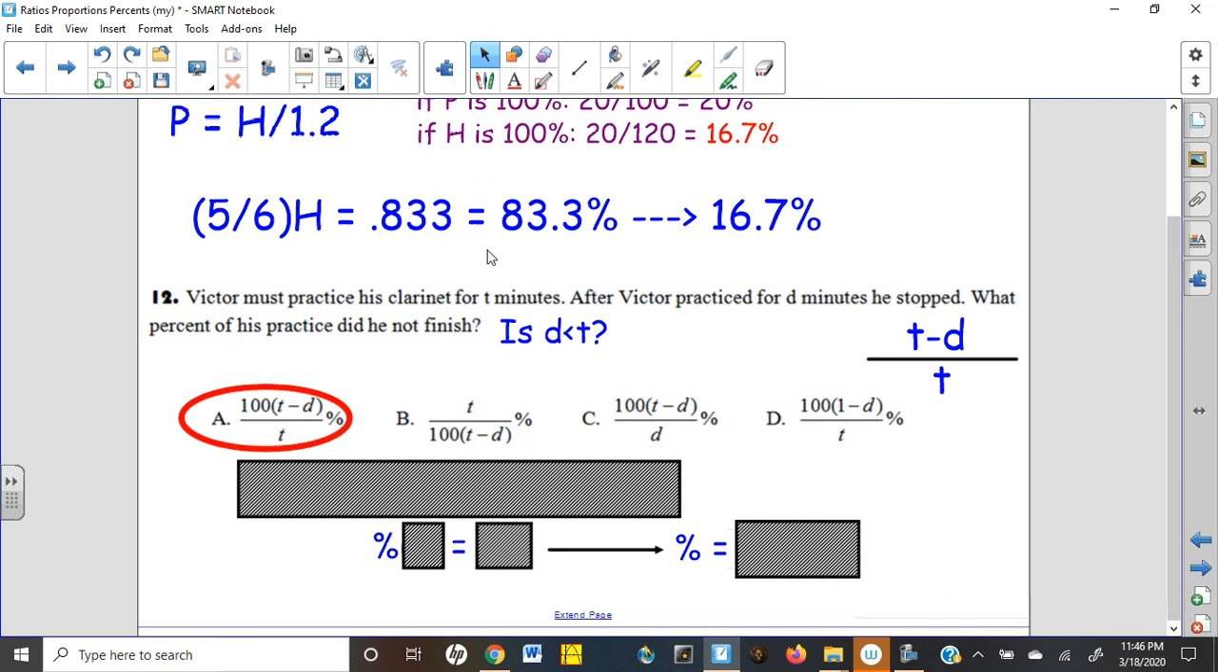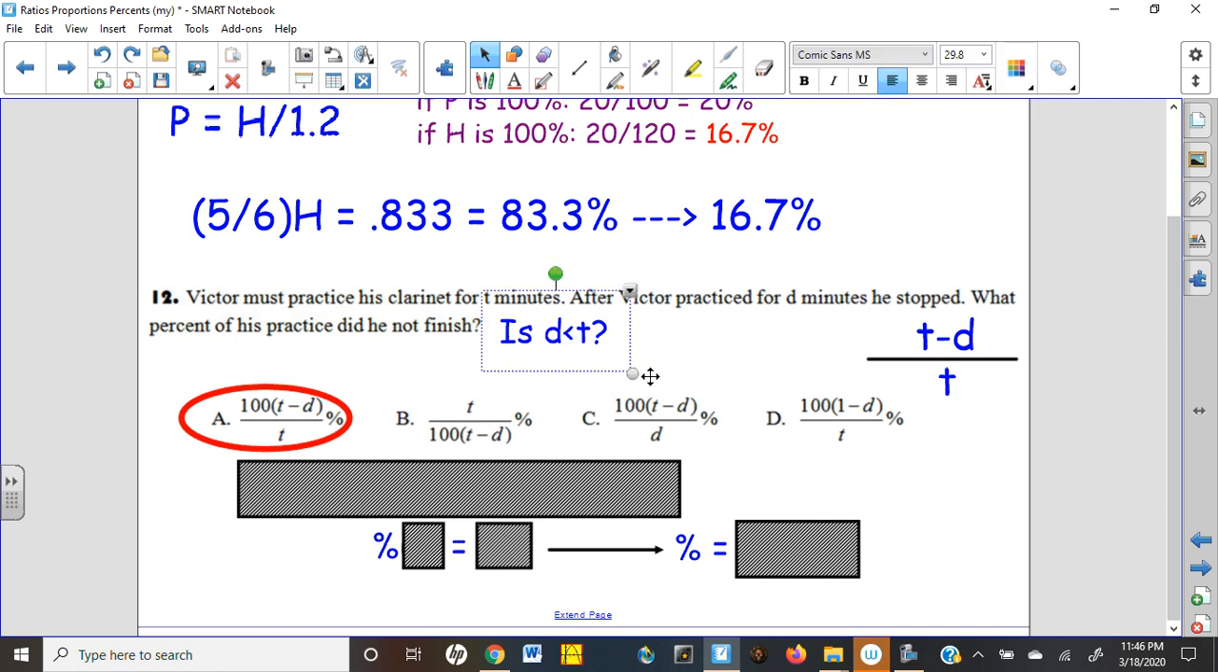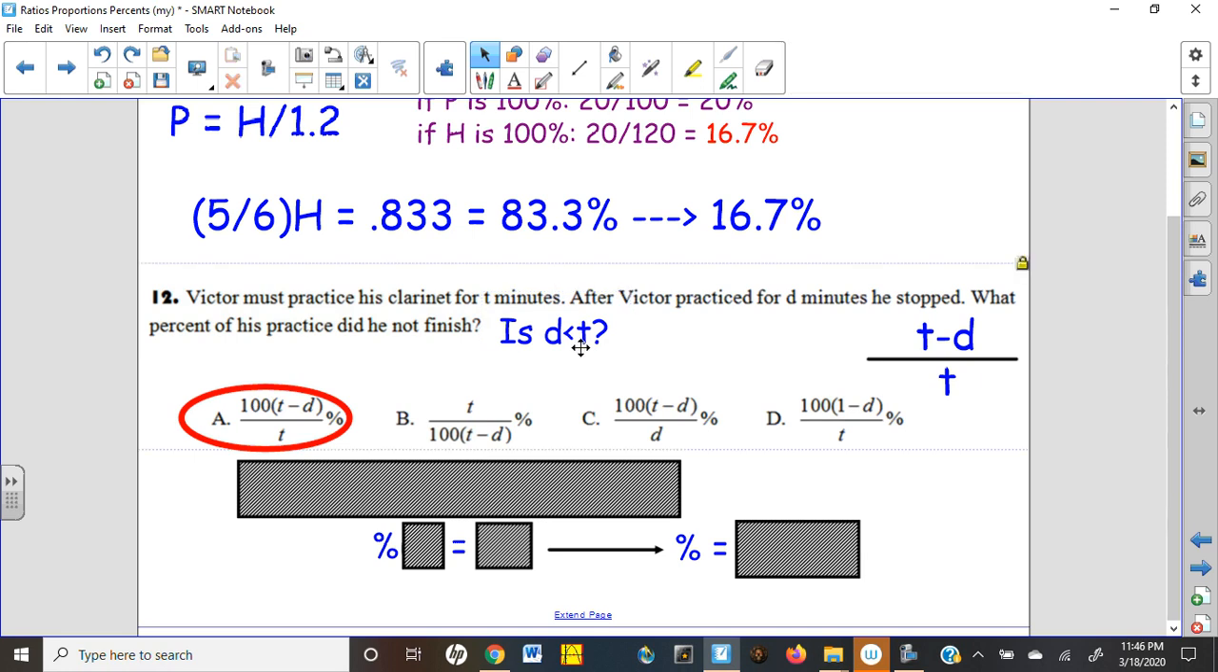Number 12. Victor must practice his clarinet for T minutes, but he only practiced for D minutes before he stopped. So the total minus D is how many minutes he still has left. What percentage of his practice did he not finish? Well, in minutes, it would be T minus D. But the total would be T. Now, this is assuming, they didn't tell us this, that D is actually less than T. What if you practiced over the time you were supposed to? That's probably not what they meant, but they probably should have said that.